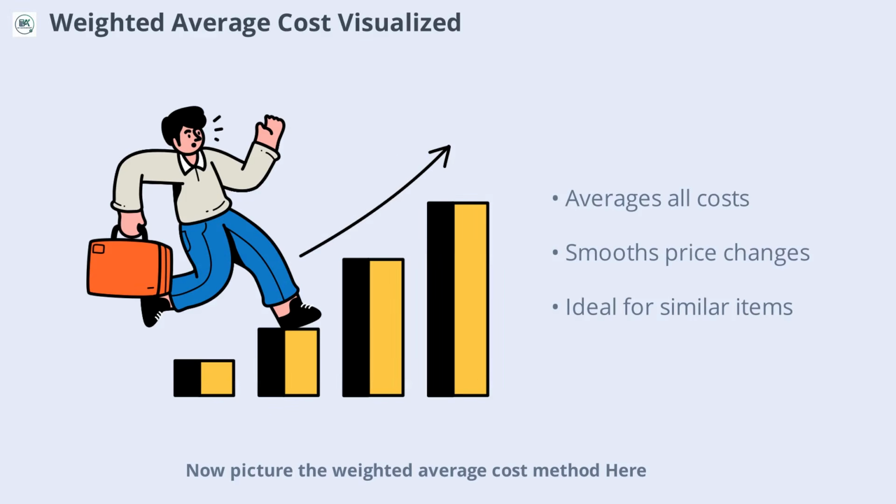Now picture the weighted average cost method. Here, all inventory costs are pooled together and averaged. Each time you purchase new inventory, the average cost per unit is recalculated. When you sell or use inventory, you assign this average cost to the items. This method smooths out price fluctuations and is especially useful when inventory items are indistinguishable from each other.